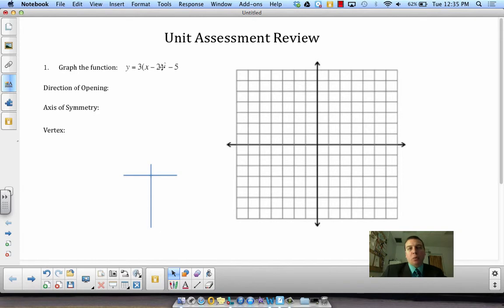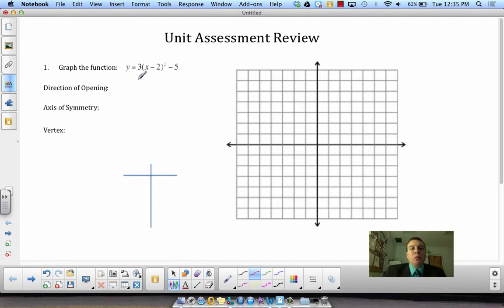So let's take a look at number one of the assessment review. A couple different things that we should talk about here. So it just says to graph this particular function. The form that this function is in, you've got to be able to recognize just by looking at this that this is in vertex form, which means I should be able to come up with the axis of symmetry and the vertex without doing any work really. Okay, so I got to find a pen down here. Let's go with red.